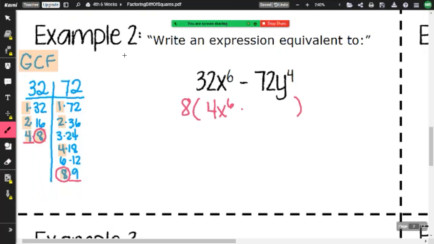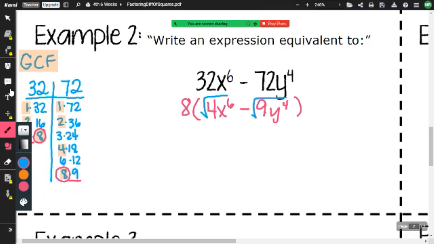Sign always comes straight down. I circled the 8 for the second term, and what did I leave? 9, y to the 4th. Now, if you do the greatest common factor correctly, what's left inside should be a perfect square. Can I take the square root of 4 and get a whole number? Yes, so let's go ahead and take the square root of both terms. Square root of 4 is what?